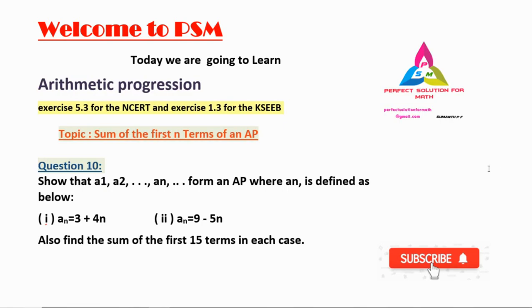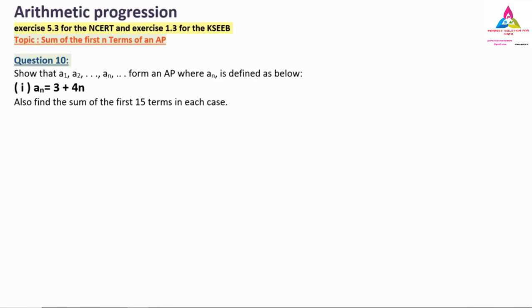Let us solve. Coming to the 10th question, here they have given: show that A1, A2, so on An form an AP where An is defined as below. An is equal to 3 plus 4n. Also find the sum of the first 15 terms in each case. Means two cases are there. In the 10th question we have two questions, and in that we have to find the sum of 15 terms.